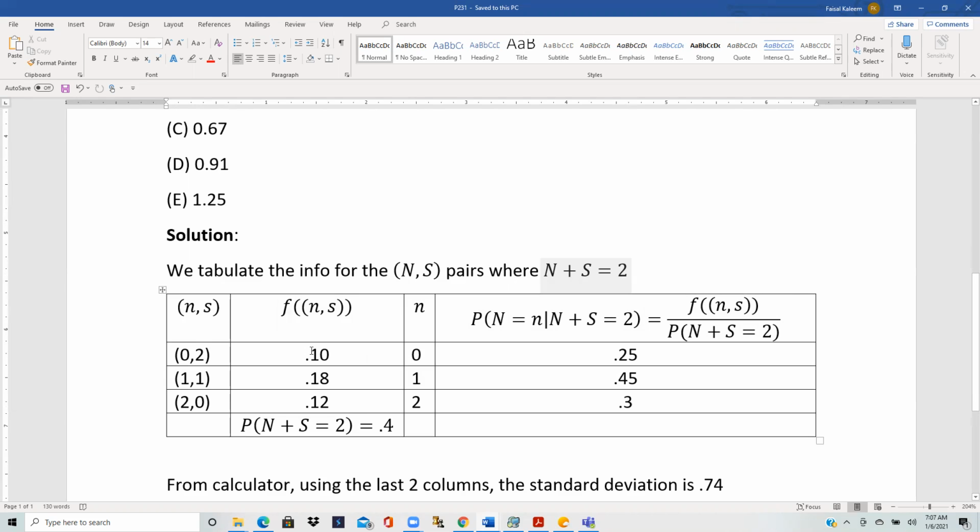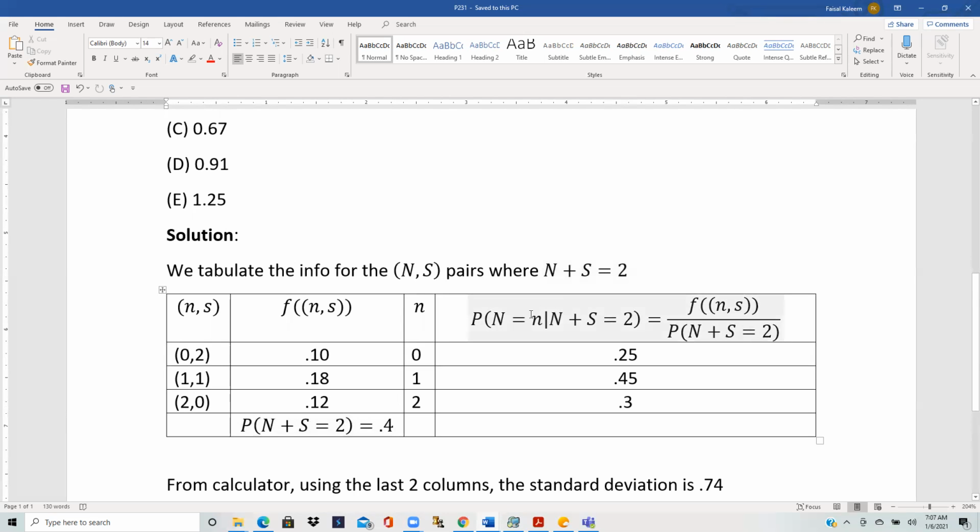Here N is 0 and S is 2 and N plus S equals 2. The probability of that is 0.10. And here again, N plus S is equal to 2, but through 1, 1, the probability is 0.18. And here again, N plus S is equal to 2, but through 2, 0, and the probability is 0.12. These are the three situations where N plus S can be 2, and we have their corresponding probabilities. So if we add them up, we get the overall probability that N plus S equals 2. Adding these three gives us 0.4.